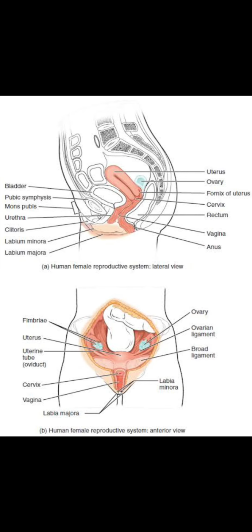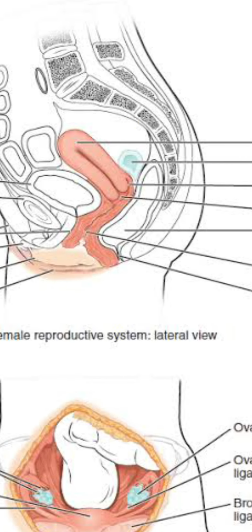Its measurement is 7 to 8 centimeters in length, 5 to 7 centimeters in width, and 2 to 3 centimeters in thickness. It weighs from 40 to 50 grams. These are the weight and the measurements of our uterus.